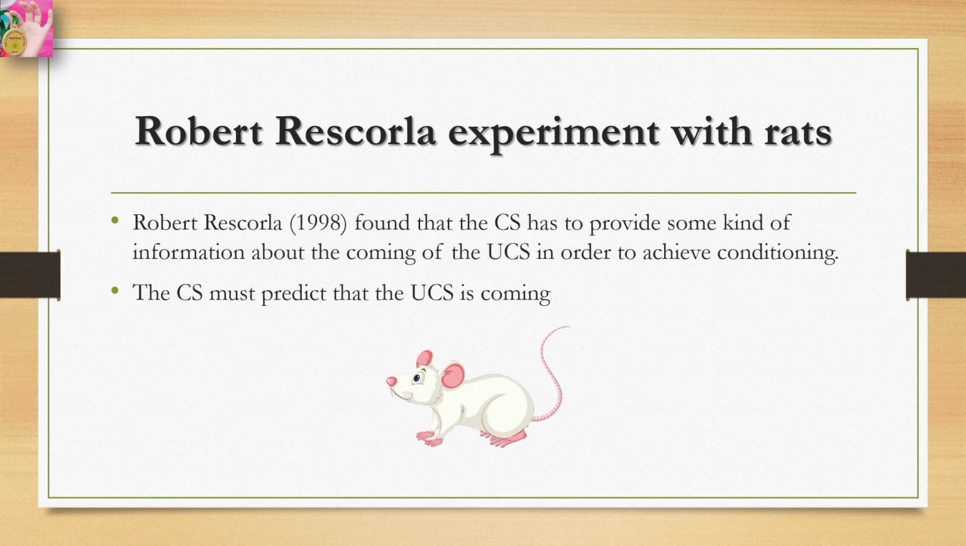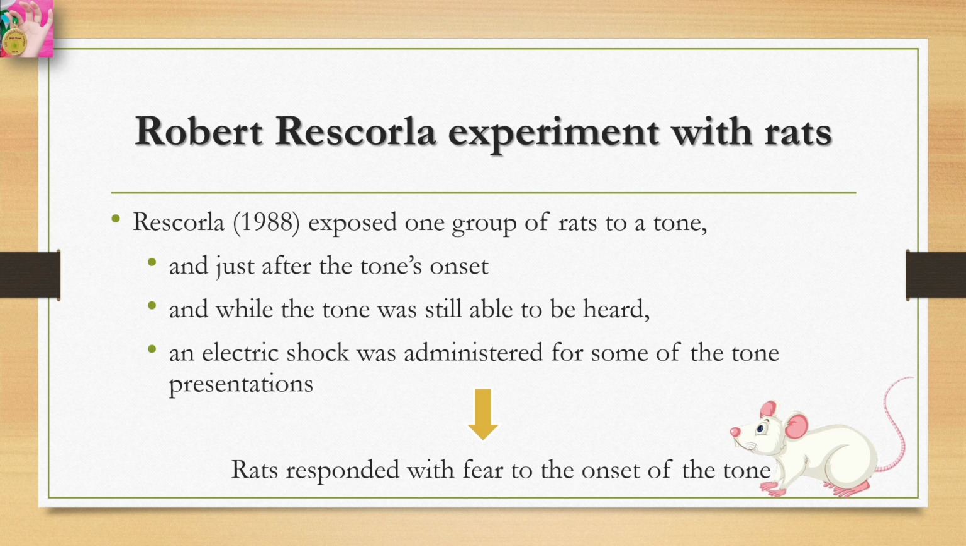Now, to answer that, we will further discuss Robert Rescorla. In 1988, Robert Rescorla found that the conditioned stimulus has to provide some kind of information about the coming of the unconditioned stimulus in order to achieve conditioning. In other words, the conditioned stimulus must predict that the unconditioned stimulus is coming.